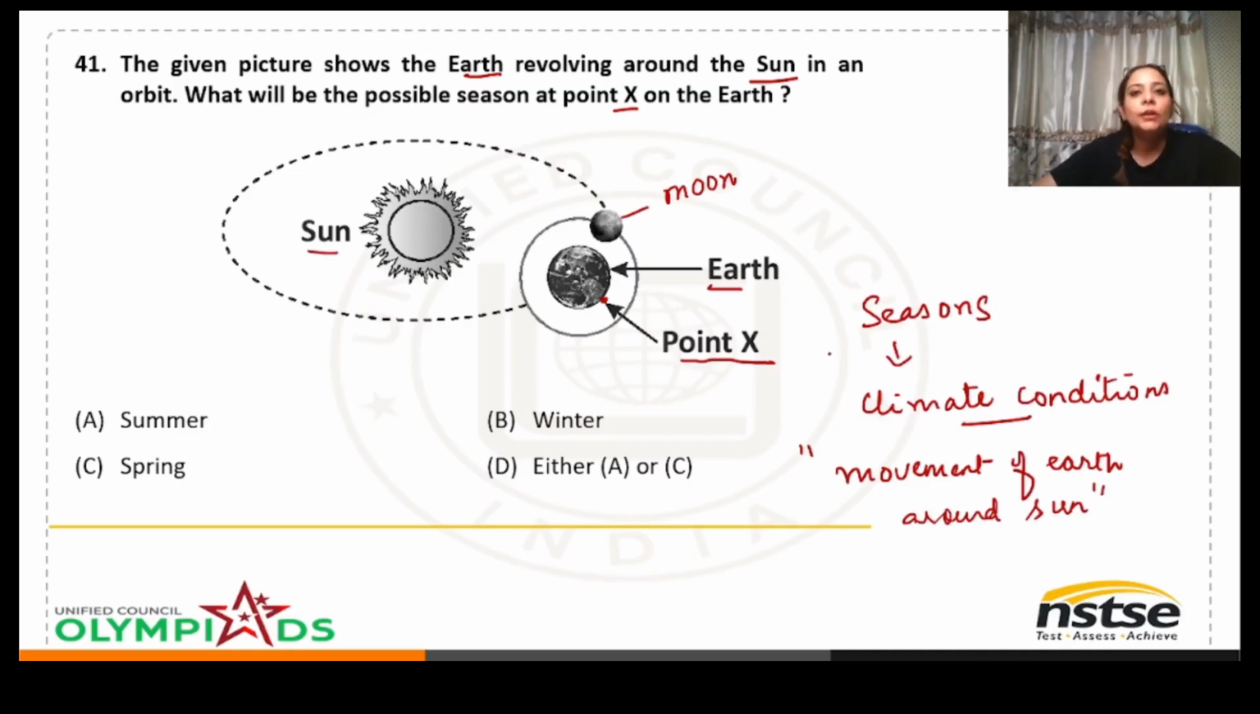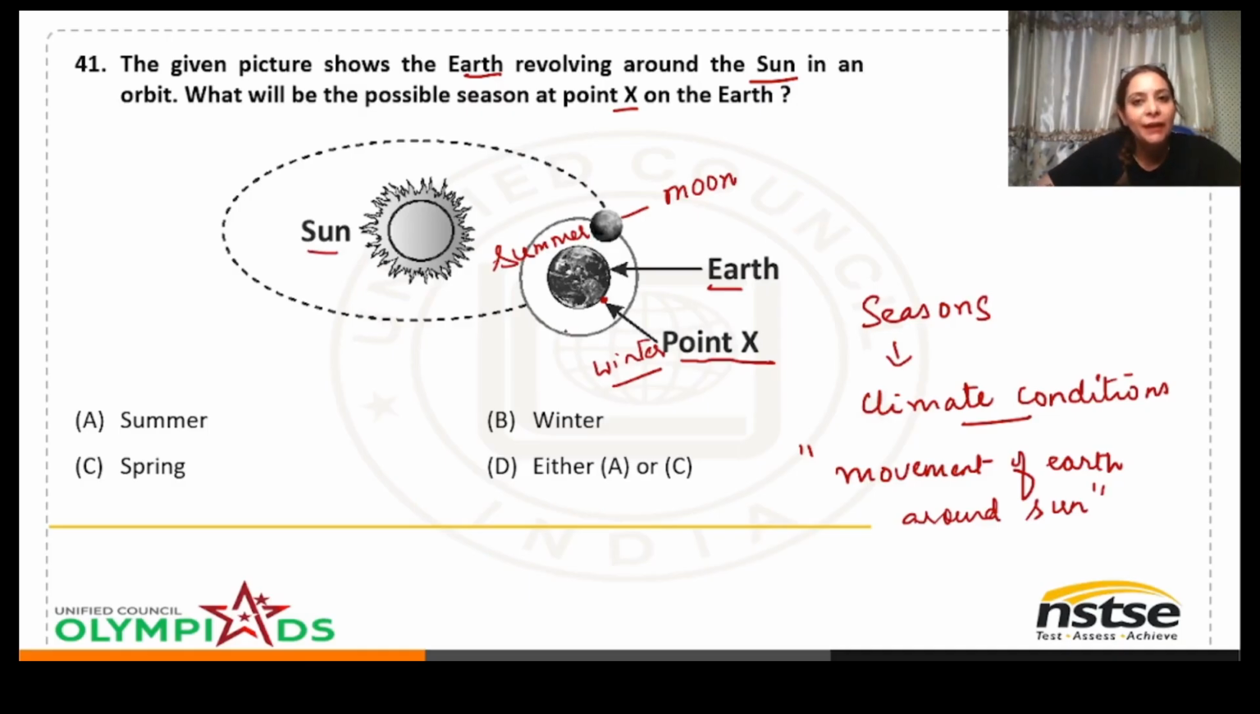So the part of earth which gets tilted towards the sun, for example, if I say northern hemisphere gets tilted towards the sun, so the part which is facing towards sun, there which season occurs? Summer season. And the part opposite to that, which is away from the sun, which season is seen there? Winter season. So basically seasons are caused due to movement of earth around sun, or you can say because the earth gets tilted when it is moving. So that is the cause of season.